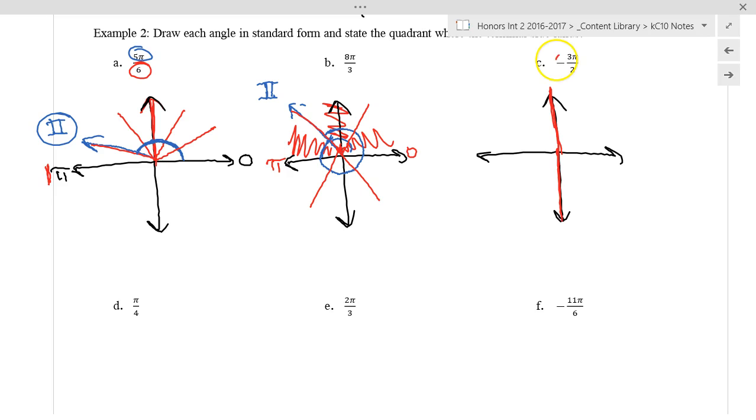Okay. Now, I'm going negative and 3. I'm going to start going down. 1, 1, 2, 3. There's my angle. And this was on the y-axis.